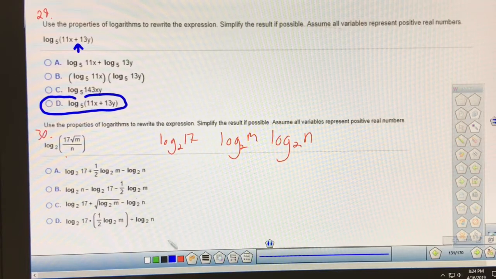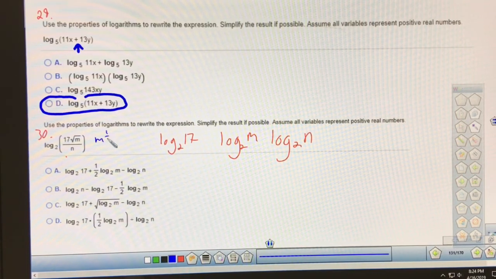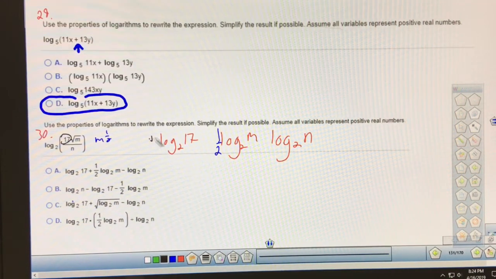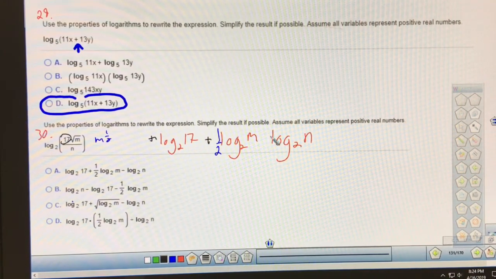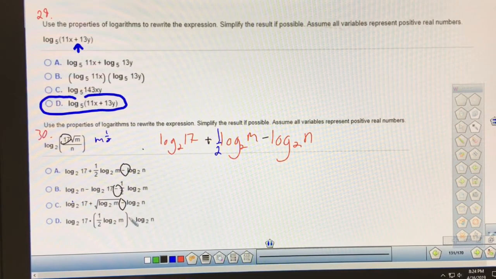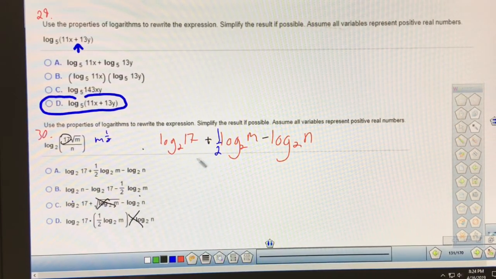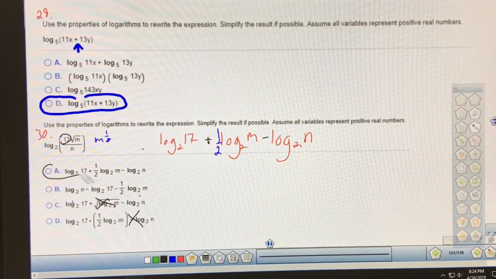Now I have to figure out what to do with the exponents. Nothing with the 17. m to the 1/2, that 1/2 is going to go out in front. The n is on the bottom. So if it's up top, it's going to be a positive. The m is up top, it's a positive. The n is on the bottom, it's a negative. I don't need the positive out front like that. So it has to end in a negative. A negative, not a division. You can't have a radical in the answer. The 1/2 is with the m, so it has to be choice A for this particular problem.